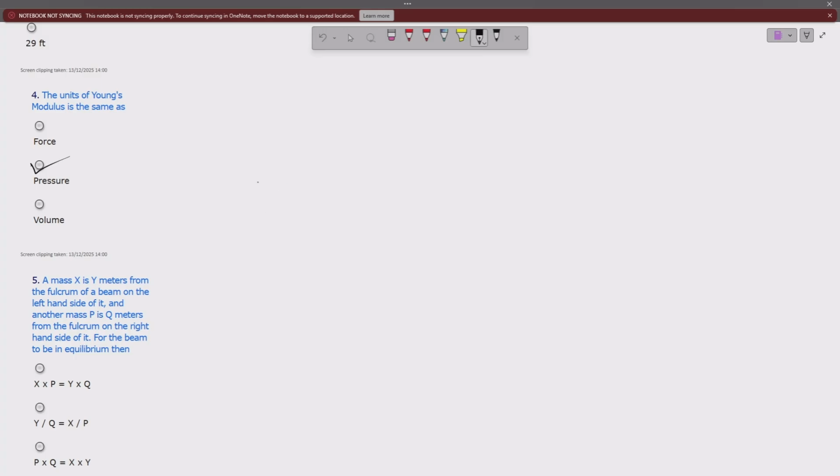Question number 4, the unit of Young modulus is the same as pressure. So if you have Young modulus, E equals stress over strain. Okay, so stress has an SI unit, strain has no SI unit. Yeah, and stress is the same as pressure. That is Newton per meter square.